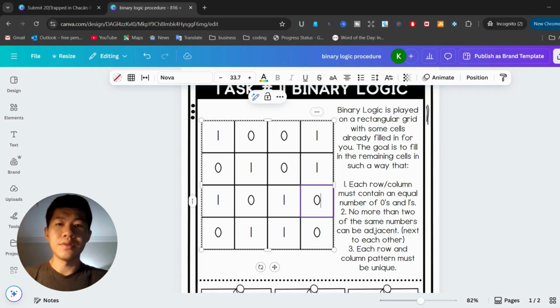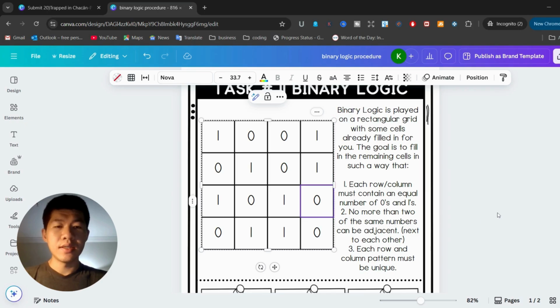So let's see now if this follows all the rules here. Here there's two ones and two zeros, two zeros and two ones, two ones and two zeros, two zeros and two ones. Same thing here: two ones, two zeros, two zeros, two ones, two zeros, two ones, two ones, two zeros. And they all follow a unique pattern.